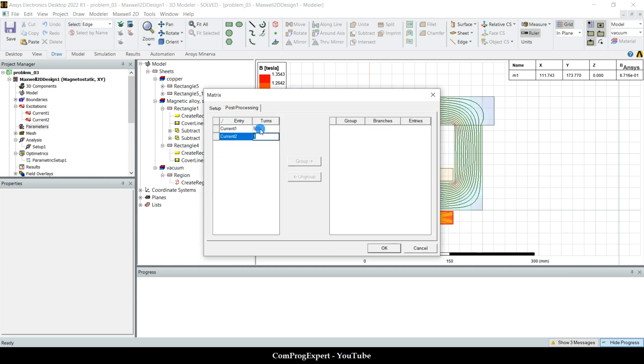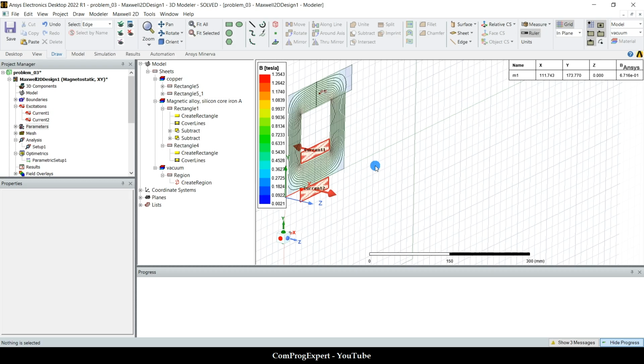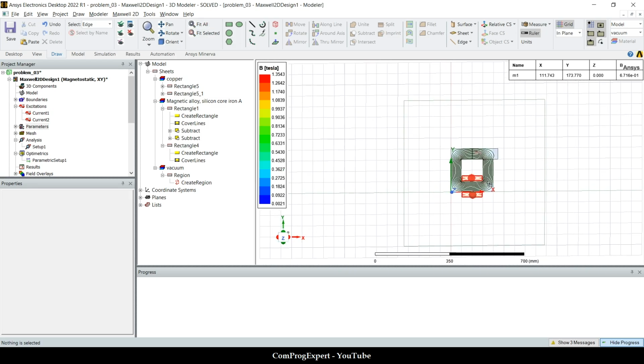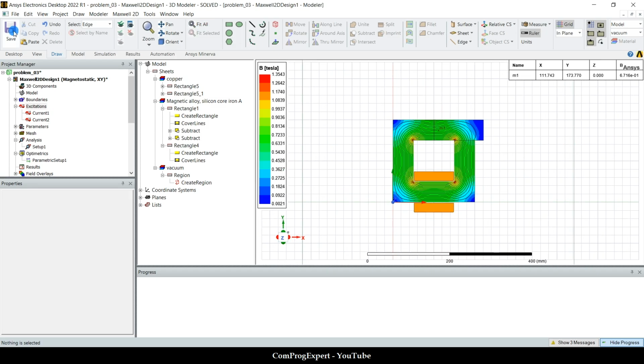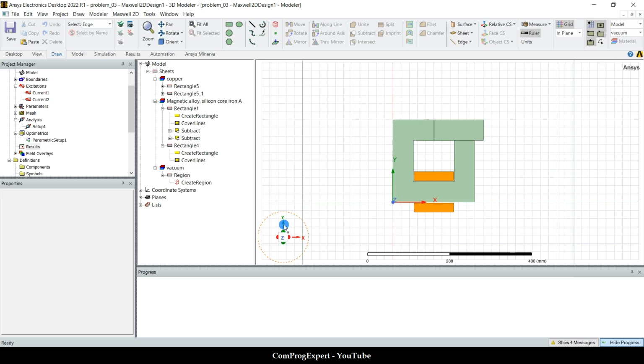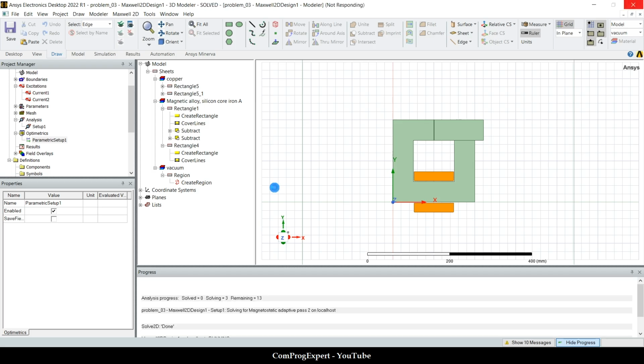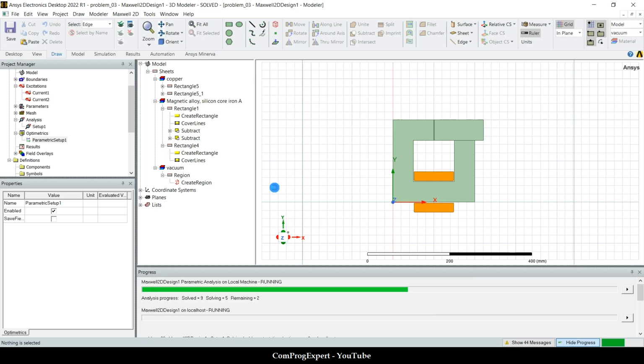The number of turns 500. So group 1. Yes, this coil. We did these settings multiple times in chapter 1. So, okay, let's clean up all previous solutions and run this parametric analysis. Then we can plot the flux linkage, the coil flux linkage versus the coil current for this structure.